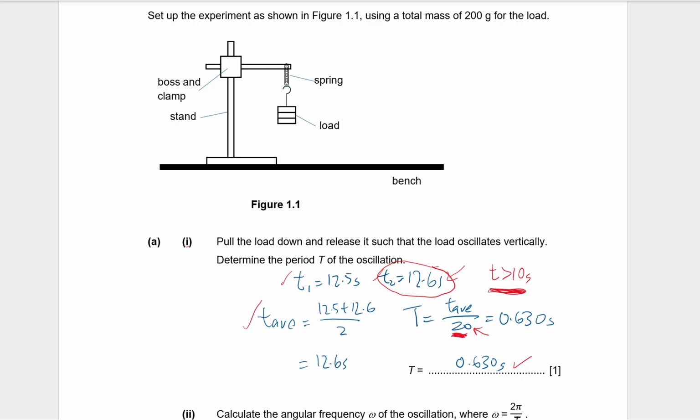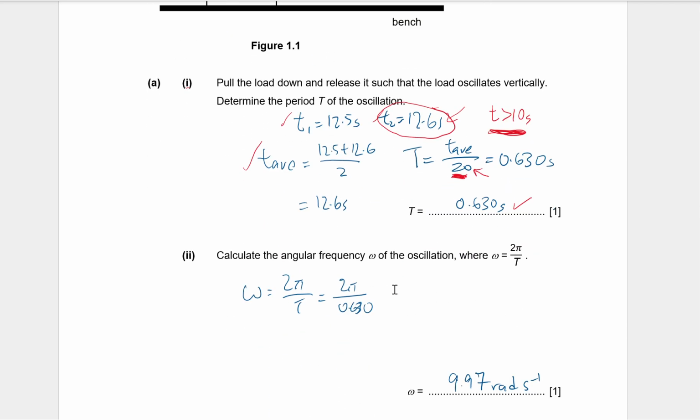So that's 1 mark. Many of you didn't show the average part, right? So you lost the mark, right? Second part, calculate angular frequency omega. The formula is given to you, right? So 2 pi over capital T, which is 0.63. This one you just follow your least SF rule because you're dividing. So this is 3SF. So final answer should be 3SF.